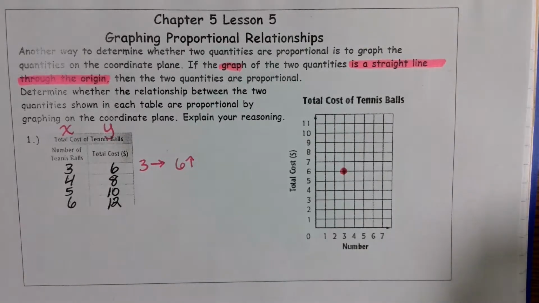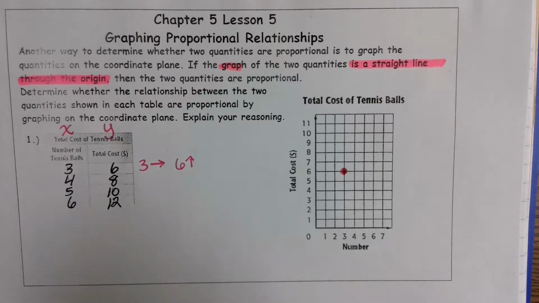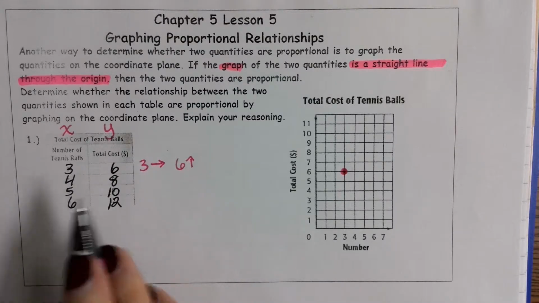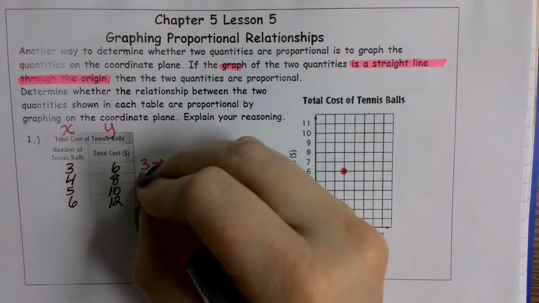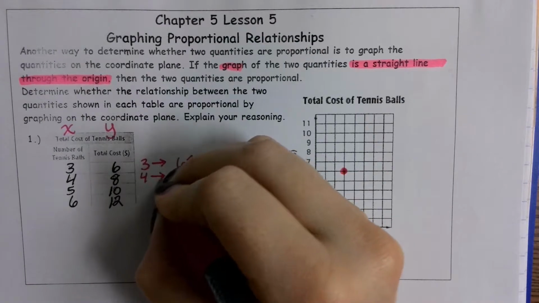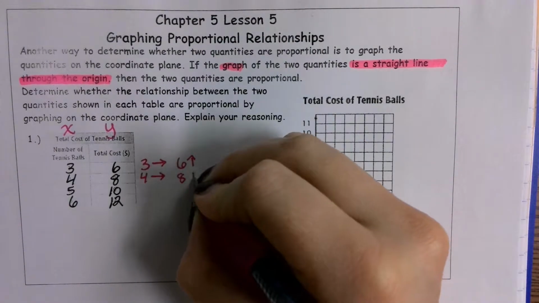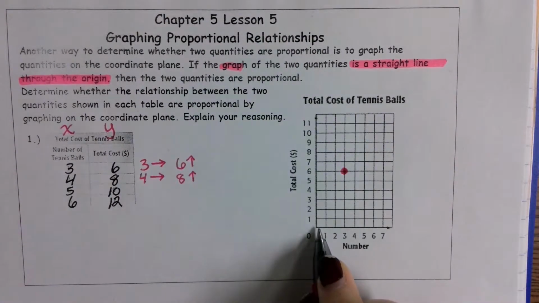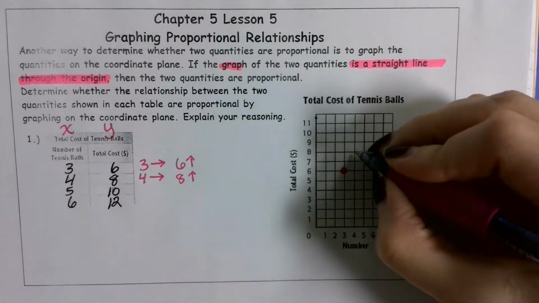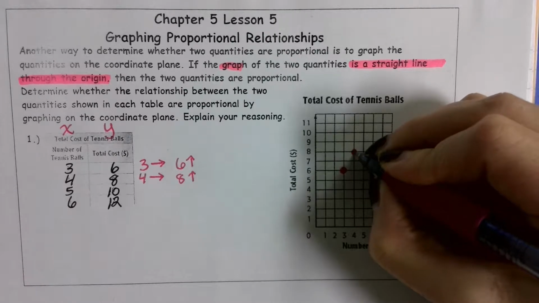Graphing points shouldn't be anything new to you. In fact, we did this at the very beginning of the year with our I Love Math graph. For the next set, 4, 8, that means, again, you're going to go 4 units to the right, 8 units up. So again, starting at the origin, you always start at the origin, go 4 units to the right, and then 8 units up, and that's where your next point is going to be.